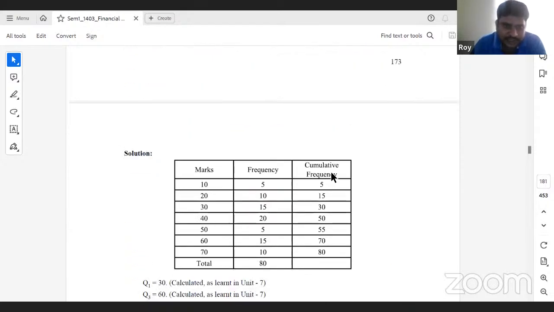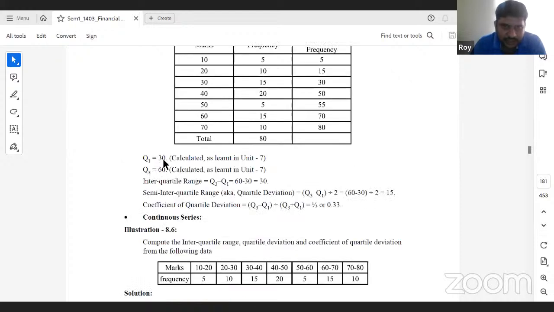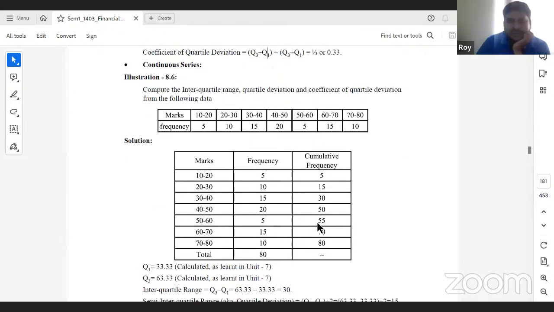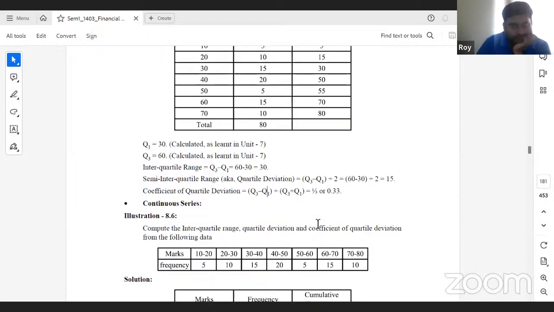If you take the discrete series, you have to calculate the cumulative frequency. Q1 is equal to 30, Q3 is equal to 60, and the interquartile range Q3 minus Q1 is equal to 30. Okay, apply the formulas and you will get that. When you know these quartiles, then you will understand that.